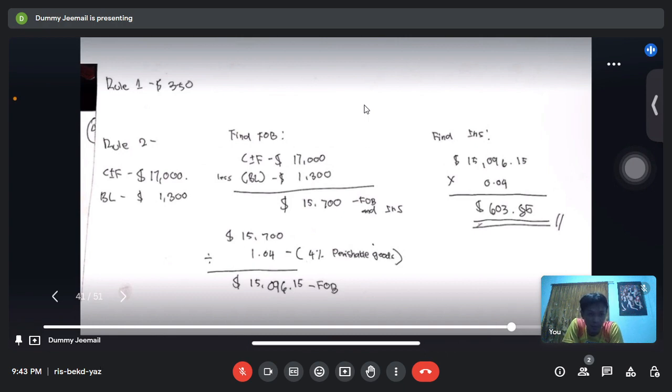Since we have the FOB, we can now solve for the insurance. The insurance is the FOB multiplied by 0.04. So FOB 15,096.15 times 0.04, and we will get 603.85, which is our insurance.